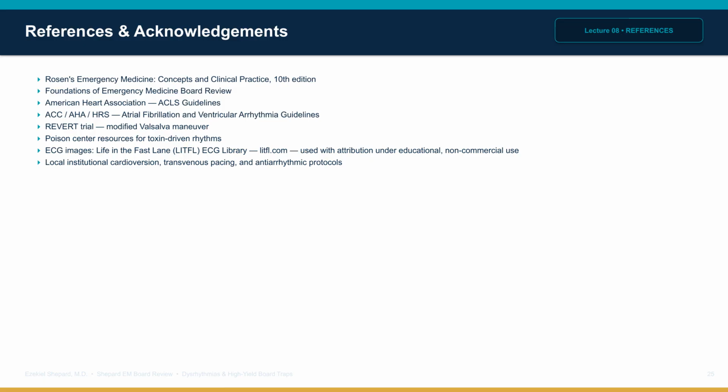References for this lecture include Rosen's Emergency Medicine, 10th edition, Foundations of Emergency Medicine Board Review, the American Heart Association ACLS Guidelines, the American College of Cardiology, American Heart Association, Heart Rhythm Society Guidelines for Atrial Fibrillation and Ventricular Arrhythmias, the Modified Valsalva Maneuver Evidence, REVERT Trial, and Poison Center Resources for Toxin-Driven Rhythms. Local institutional protocols for cardioversion, transvenous pacing, and antiarrhythmic dosing guide site-specific decisions.